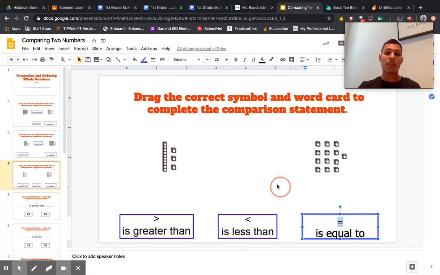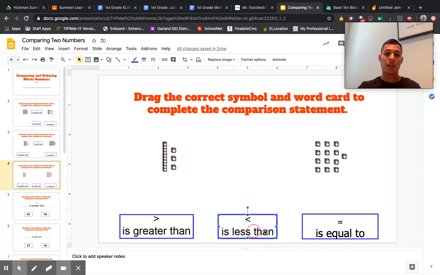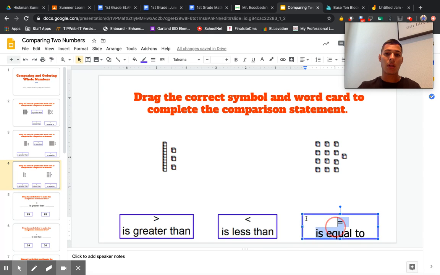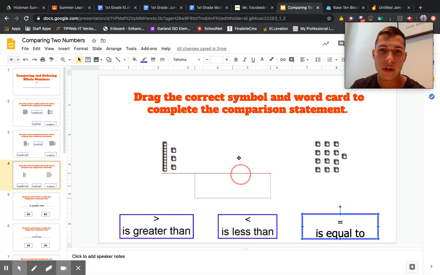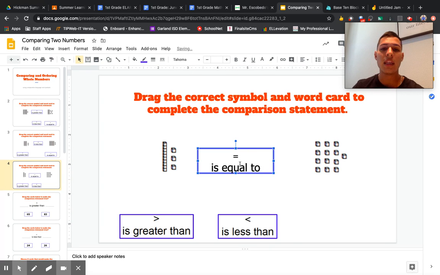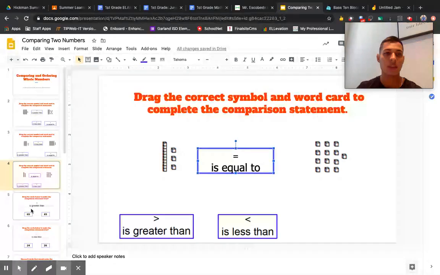So 13 is equal to 13, right? It's the same size number, okay?